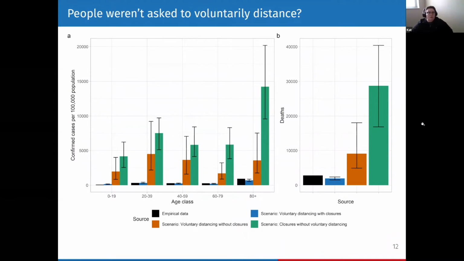So you can think about, of course, workplace closures, school closures, and voluntary distancing are all important in keeping all of us safe, but voluntary distancing particularly is important for keeping these vulnerable people who are elderly protected.